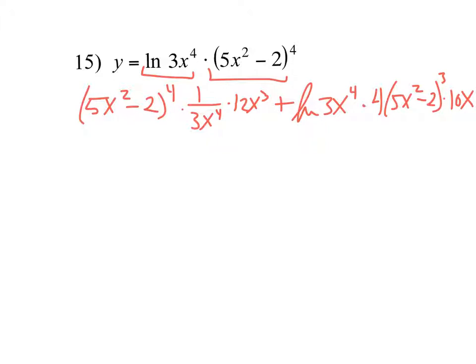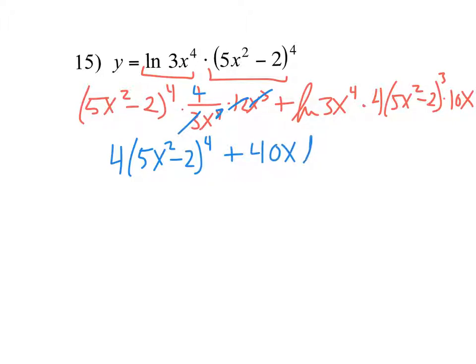As far as things canceling out, I got an x to the 3 and an x to the 4. I've got a 12 and a 3, leaving me with just a 4 there. That would give me 4 times the quantity 5x squared minus 2 to the fourth. On this side, I'd probably put the 4 times 10x out front. So that'd be 40x times ln 3x to the fourth, and then times 5x squared minus 2 to the third power.